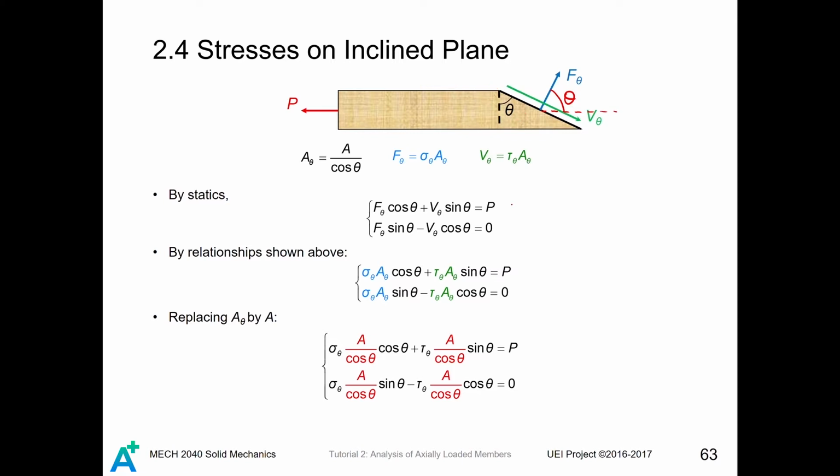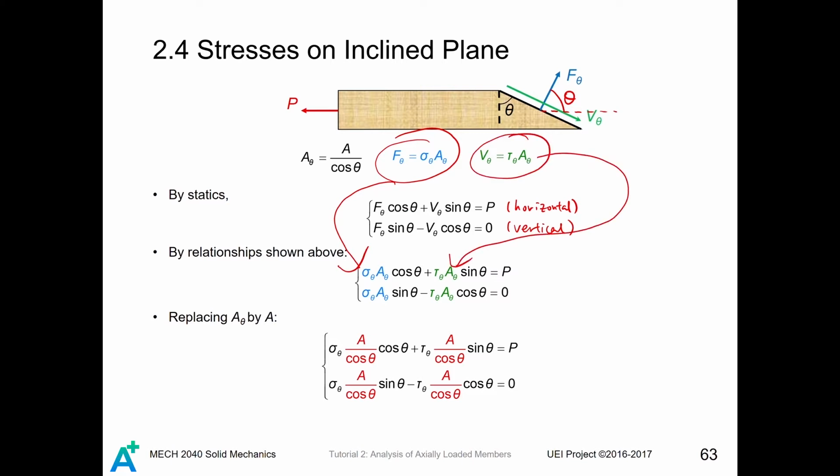Now consider the horizontal direction. The left hand load P equals F theta cosine theta plus V theta sine theta. Besides, consider the vertical direction. F theta sine theta minus V theta cosine theta equals 0. Then we substitute those two equations into the system, such that this system has two unknowns. One is sigma theta, one is tau theta. Those two are the unknowns that we are going to solve. Now we replace A theta by using A divided by cosine theta.